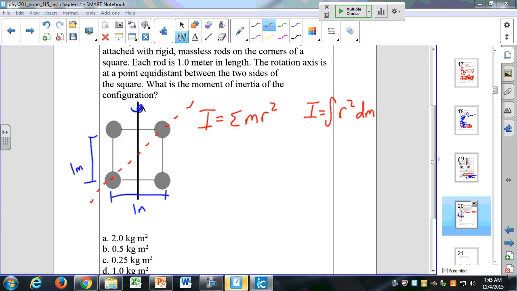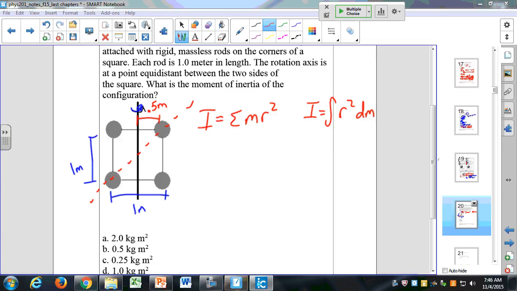But here, when we're working with discrete particles, I just add up m times r squared for each of the particles. Now here, r doesn't refer to the radius of the object, because the object is just a discrete particle. It's really sort of a point mass. But r refers to the distance of the particle to the axis of rotation. So here my axis of rotation is this black line. So the distance to the axis of rotation is this distance, which is 0.5 meters.